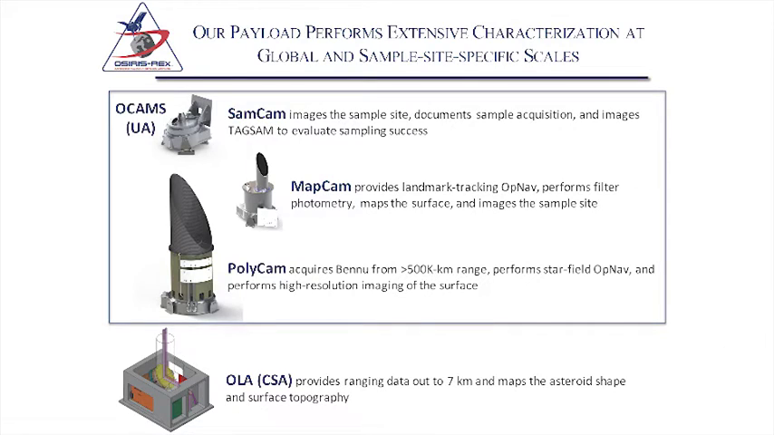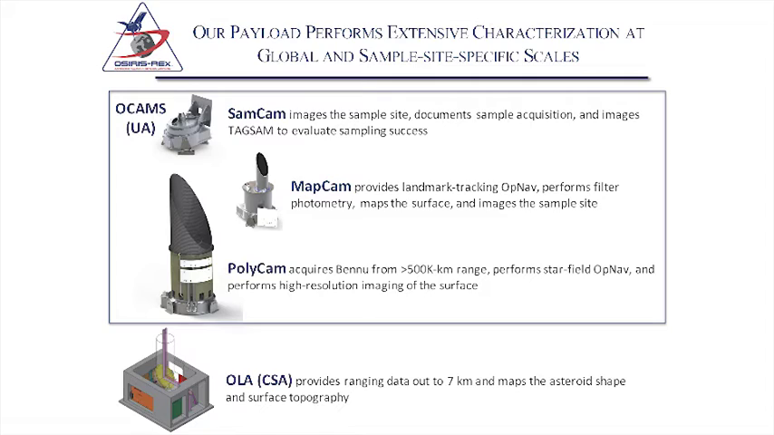So how will we actually learn about BENNU? We have a suite of instruments on the spacecraft that are all designed to do the characterization that we really want to do. So the first instrument I'll talk about is OCAMS, or the OSIRIS-REx camera suite. It's actually 3 cameras, one for imaging our sampling site at very, very high resolution. The next one is called the MAP camera. It's the one that's going to help us characterize the asteroid before we do the sampling at high resolution. It will also help us do some of our navigation activities.